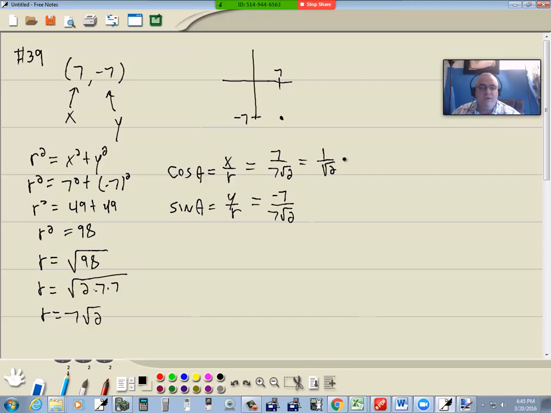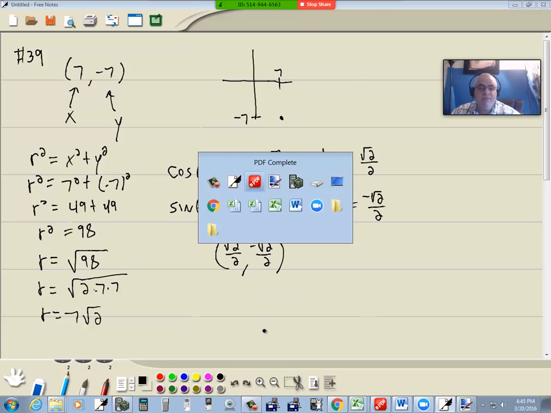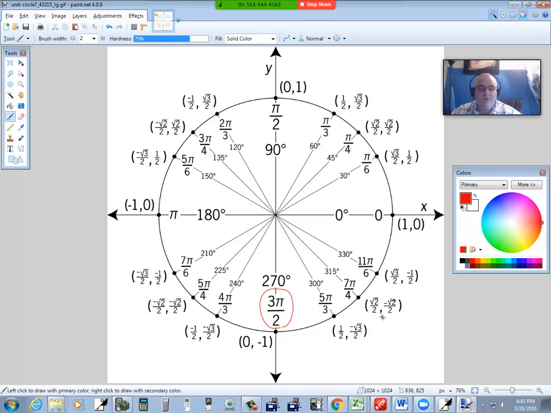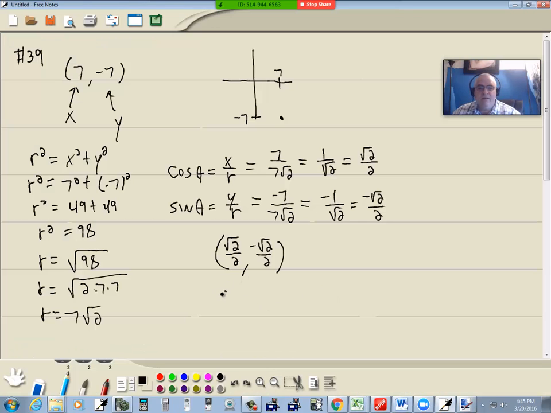That gives us 1 over square root of 2, multiply top and bottom by the square root of 2, and we get square root of 2 over 2. Here these 7's cancel, and I got negative 1 over square root of 2, multiply top and bottom by square root of 2, and you get negative square root of 2 over 2. Now I'm looking at my unit circle for the point. Remember, your cosine is the first part of your point, and the sine is your second part. I'm looking for this point in my unit circle. Well, square root of 2 over 2 and negative square root of 2 over 2 is right here. So it's going to be 7 pi over 4. So theta is equal to 7 pi over 4.